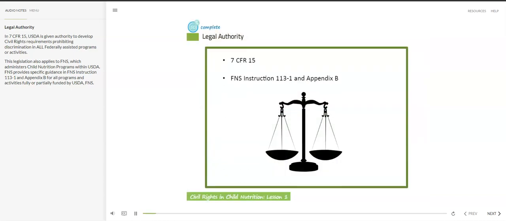Legal authority. In 7 CFR 15, USDA is given authority to develop civil rights requirements prohibiting discrimination in all federally assisted programs or activities. This legislation also applies to FNS, which administers child nutrition programs within USDA. FNS provides specific guidance in FNS Instruction 113-1, and Appendix B, for all programs and activities fully or partially funded by USDA, FNS.